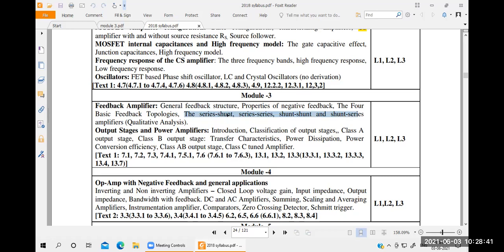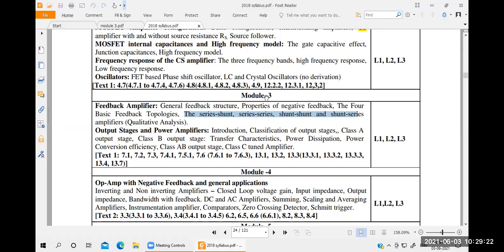So in module 3 we completed the feedback amplifier. In the feedback amplifier, the properties are very important. They will ask for the 6 or 8 marks here. Out of the 4 feedback topologies, one is sure for the examination. Either you get series-shunt, series-series, shunt-shunt, or shunt-series. You have to write the two equivalent circuits, then write the equations. What is RIF? What is ROF? What is AF? I have to give the explanation also.